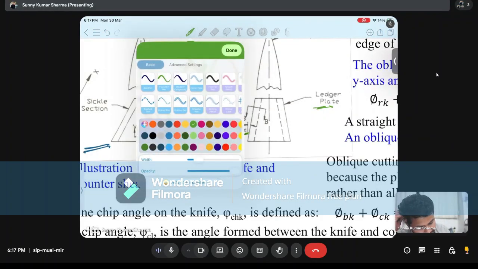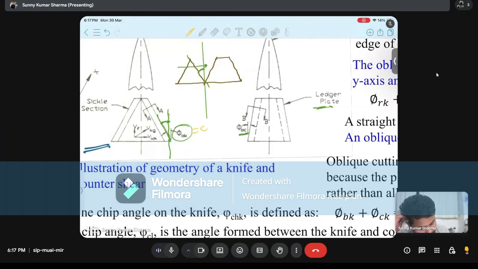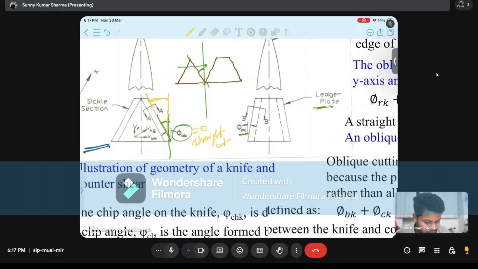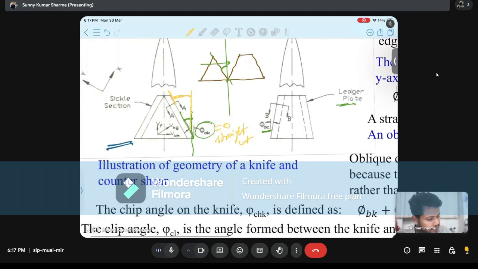So when this oblique angle is 0 degree, or when the edge is straight, then this is called a straight cut. And when this is not 0 and has some value, it is called oblique cutting. So these are the angles associated with this knife and razor blade.